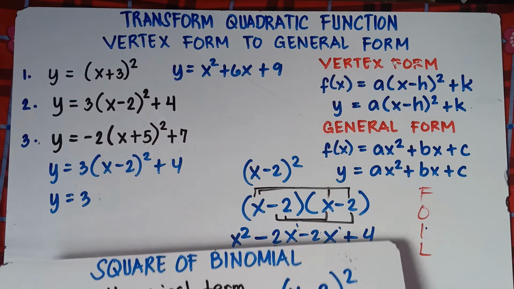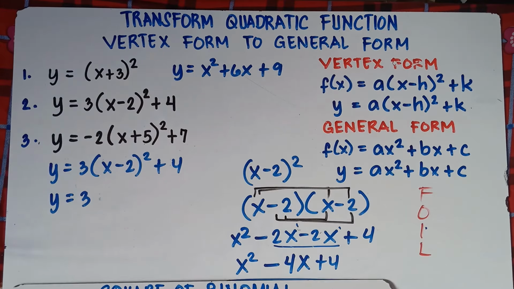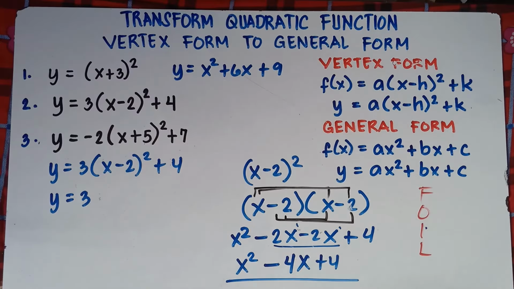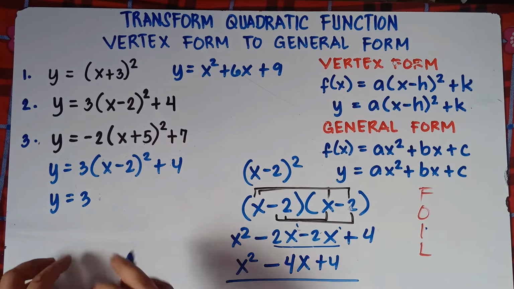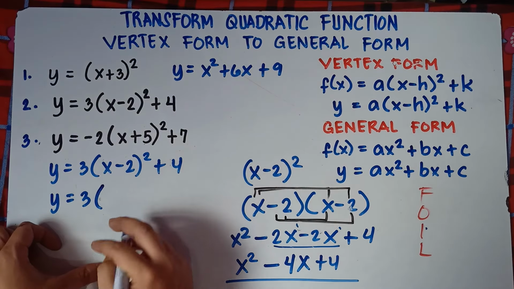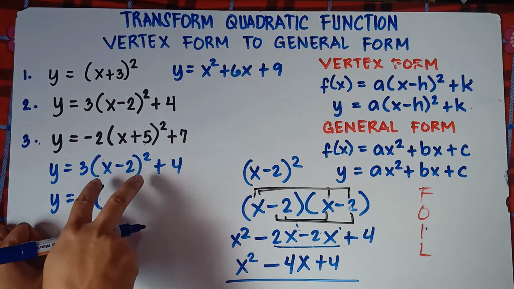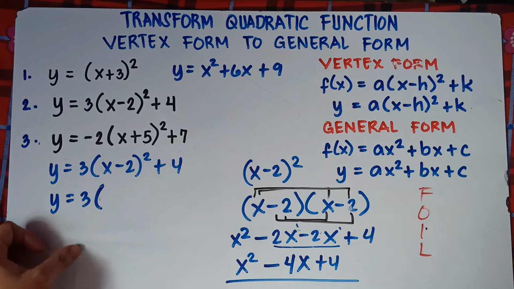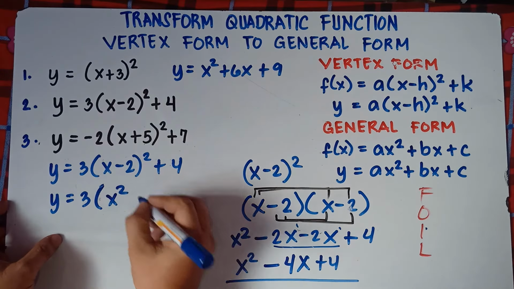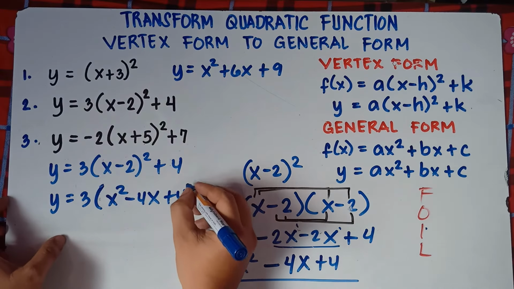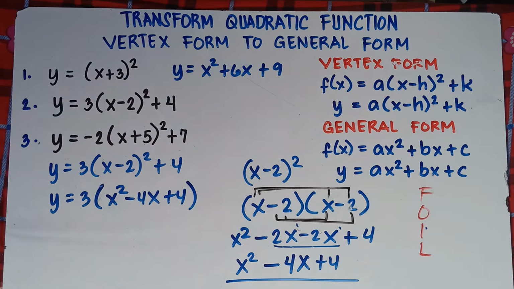Alright, same answer I think. X squared minus 4x plus 4. So check, same answer. X squared minus 4x plus 4. Alright, so copy this one, put parentheses because you're not yet done in multiplying. So we simplify this one, x minus 2, then squared. So this is x squared minus 4x plus 4, close parentheses.